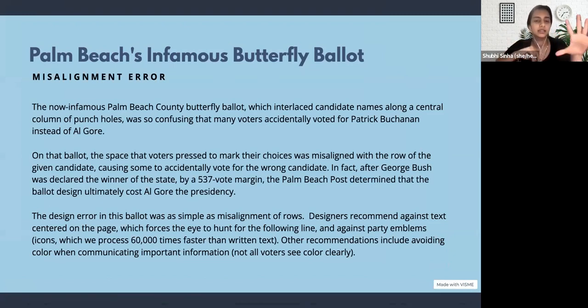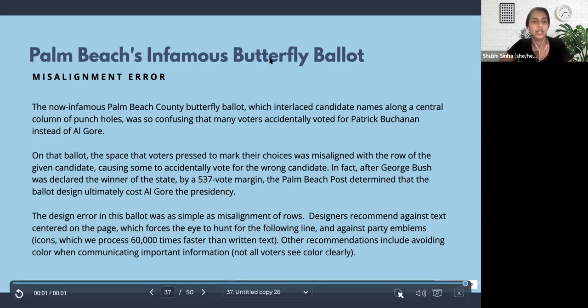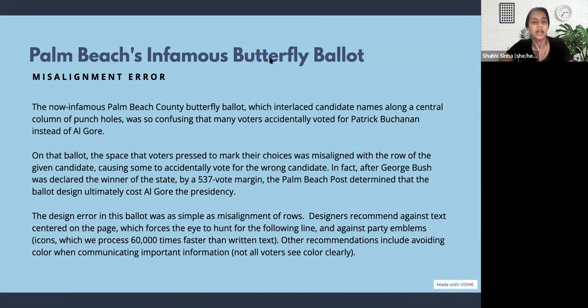What they did was list the president candidates on one side and vice president on the other, and you have to mash up the holes. On this ballot, there was a space where they could mark their choices, but the row was misaligned with the candidate. So people thought they were voting for Al Gore for the presidency, and they were actually voting for George Bush. And this was a lot of votes. It was not 10 or 20 votes. It was a 537 vote margin that ultimately changed the results of the presidency. And the design error was very simple, right? It's a misalignment of rows.